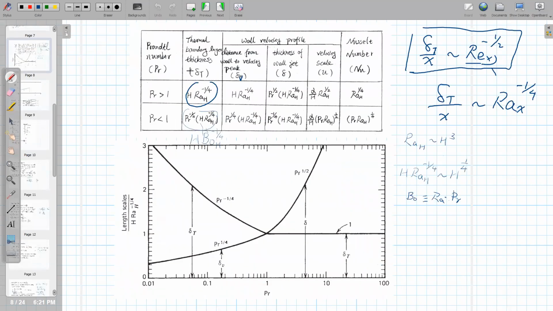From this table, this is our last lecture. You see that by doing scaling analysis, the thermal boundary layer thickness delta t, when the Prandtl number is larger than 1, is basically proportional to h. You can replace the h with x, so x times the Rayleigh number x to the power of minus 1 over 4. And for Prandtl number smaller than 1, it will be x times the Boussinesq number to the power of minus 1 over 4. We're just using this scaling result directly.